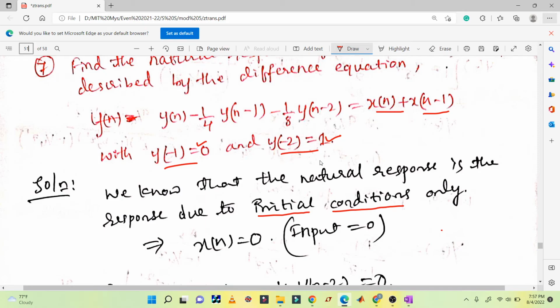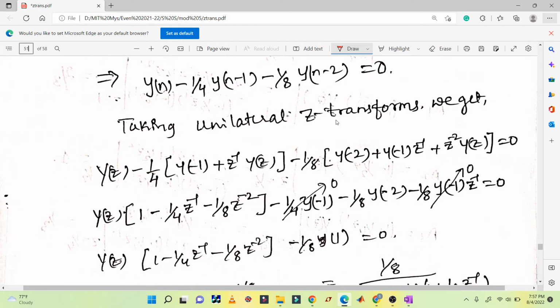This given equation is similar to the previous one, right? So 1/4, 1/8 is the only difference. So we can rewrite the equation like this: y of n minus 1/4 y of n minus 1 minus 1/8 y of n minus 2 equal to 0. Earlier here it was x of n plus x of n minus 1. These two terms are equal to 0.